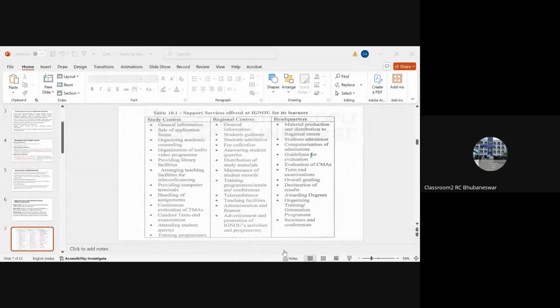Just I want to share my experience with you about this. What is this? Think about the study center. Now you tell what service is provided by the study center.